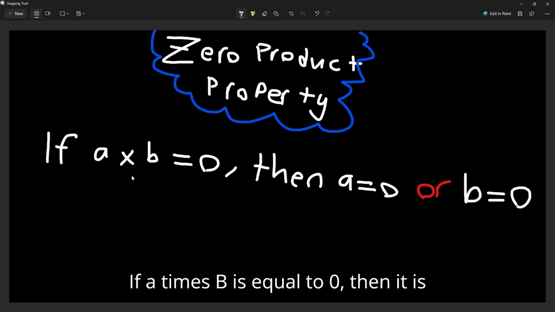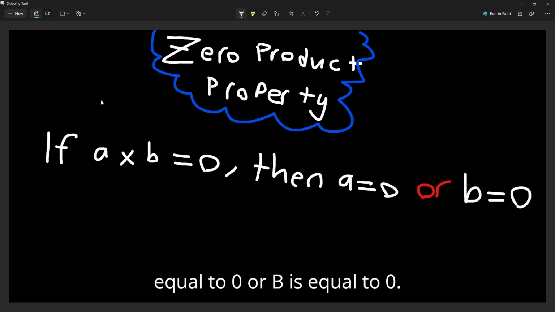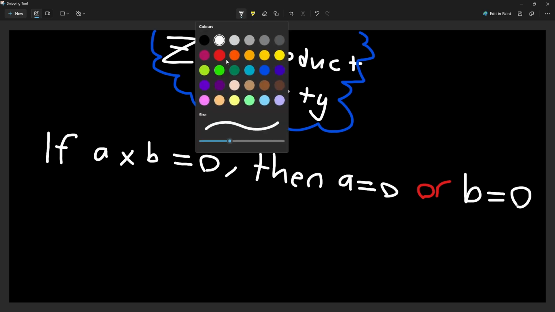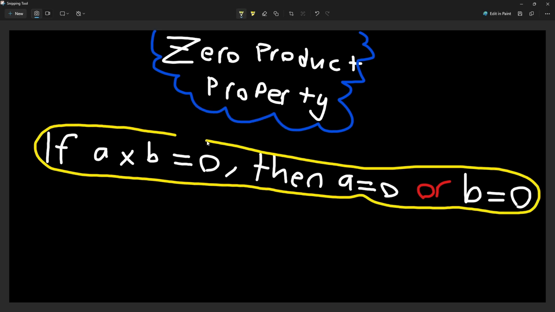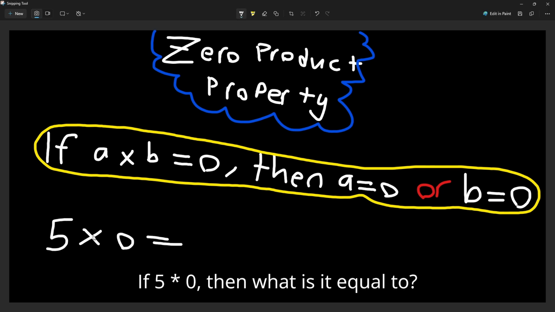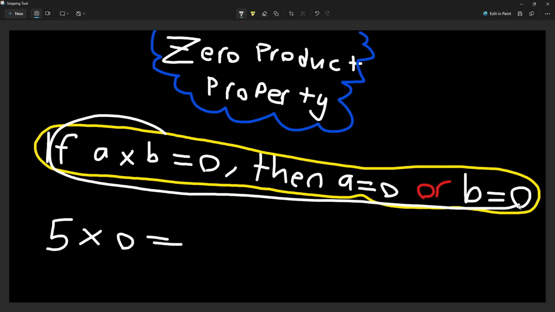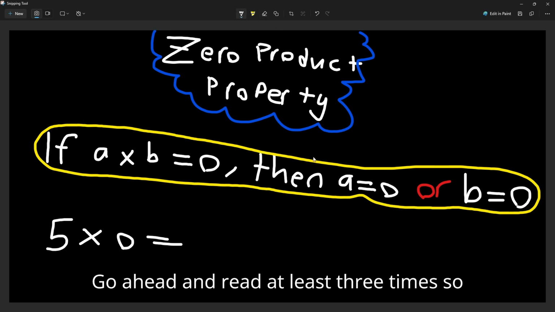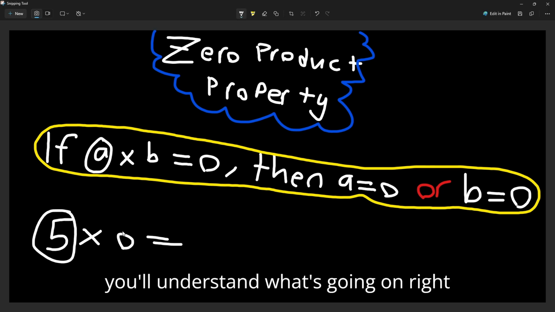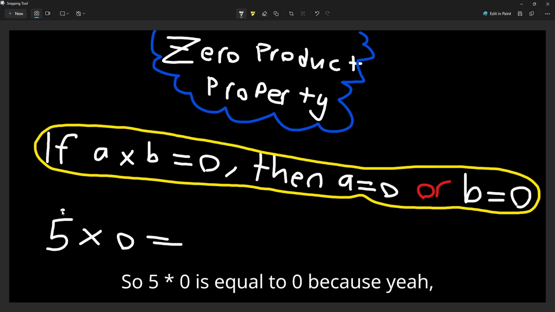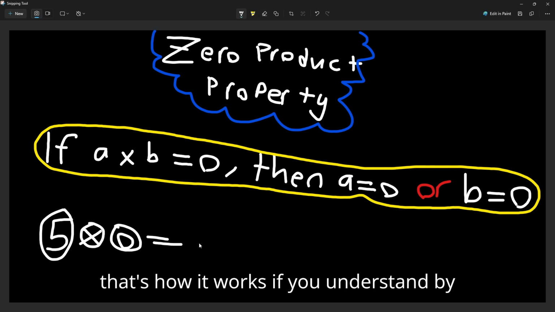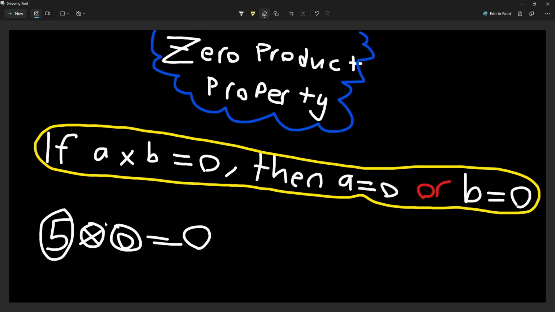If a times b is equal to 0, then a is equal to 0 or b is equal to 0. If 5 times 0, then what is it equal to? Go ahead and read at least 3 times, so you understand what's going on right now. So 5 times 0 is equal to 0, because that's how it works, if you understand by reading up there inside of a yellow circle.